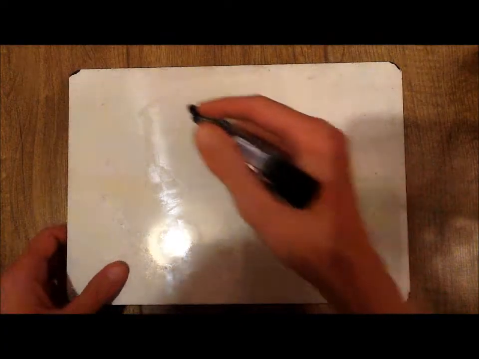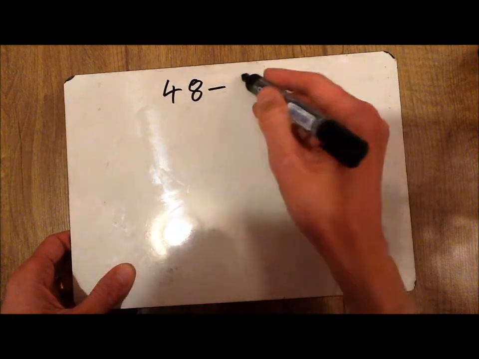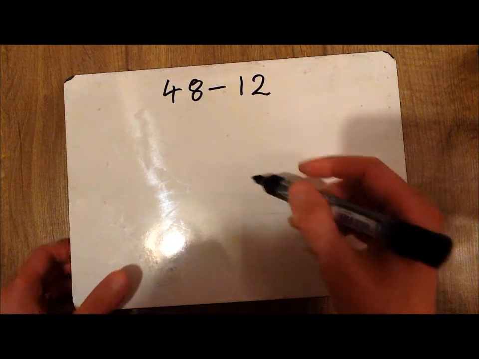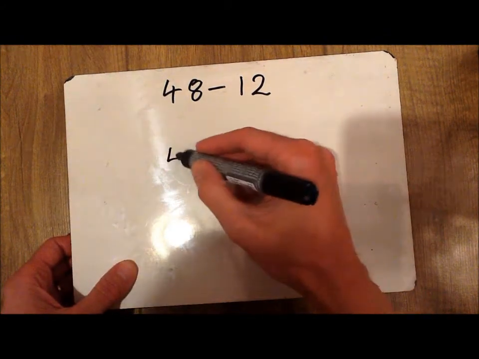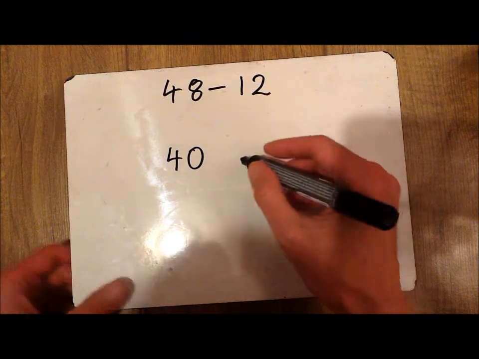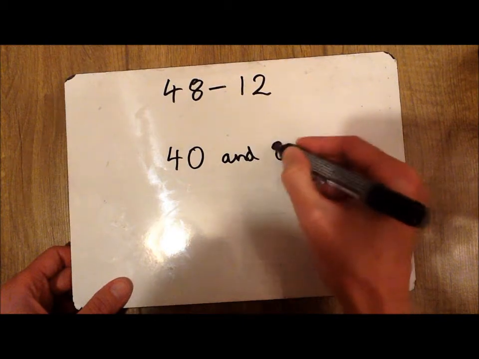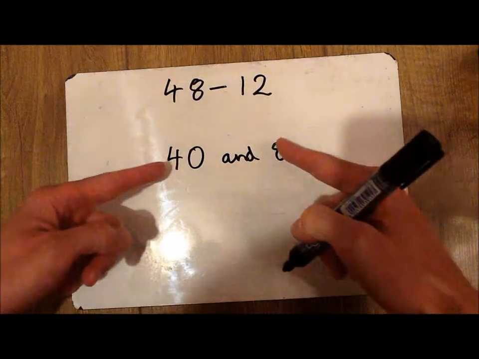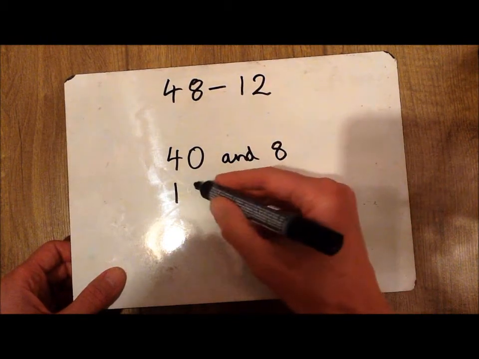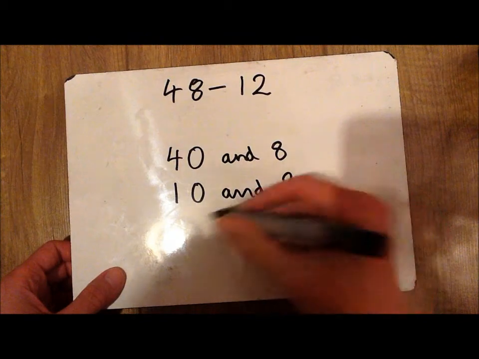So imagine I have the sum 48 take away 12. Using my knowledge of place value, I know that I have 4 tens in this number and I have 8 ones. So I'm going to partition or break my number apart. Over here I have 1 ten and 2 ones.